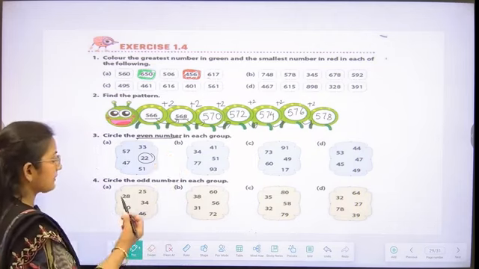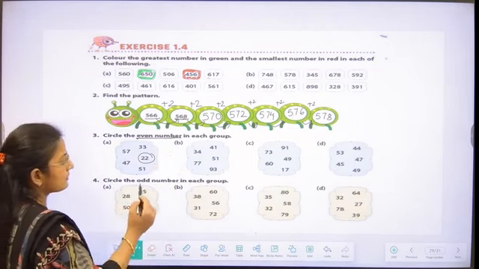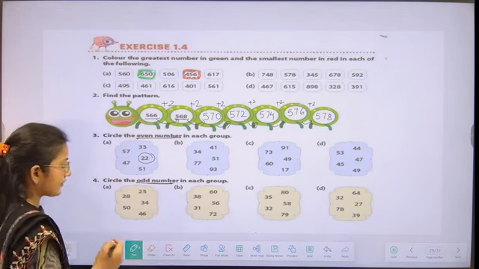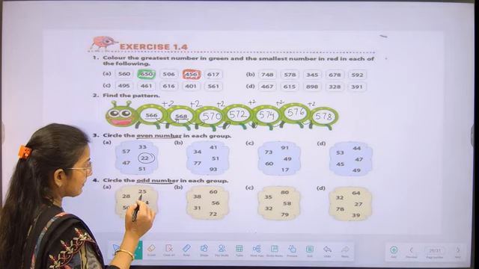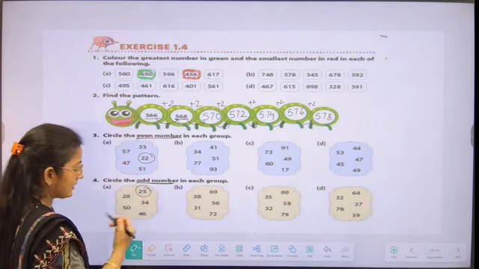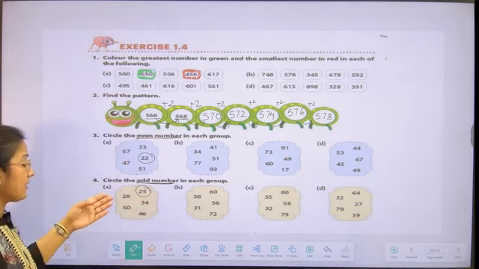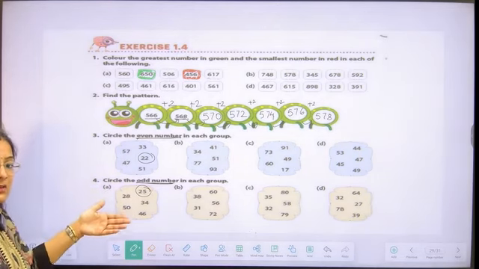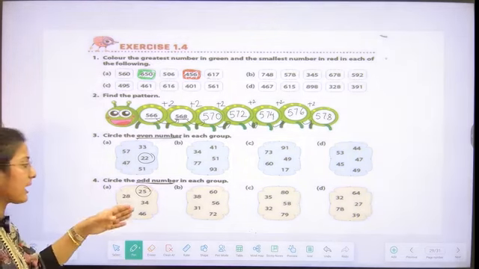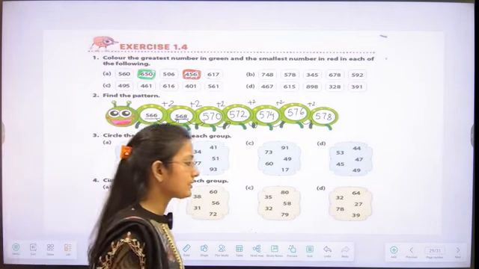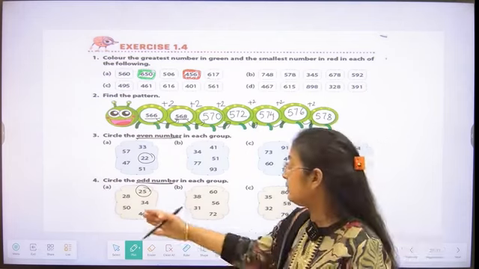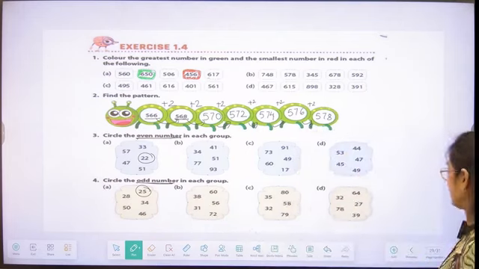Moving to the next one, we have to circle the odd numbers, students. In the first one, the number 25 ends with 5. This is an odd number. The other numbers end with 0, 8, 4 and 6. All are even numbers, so we cannot circle them, students. We have to only circle 25. With this, we can do the other ones also.